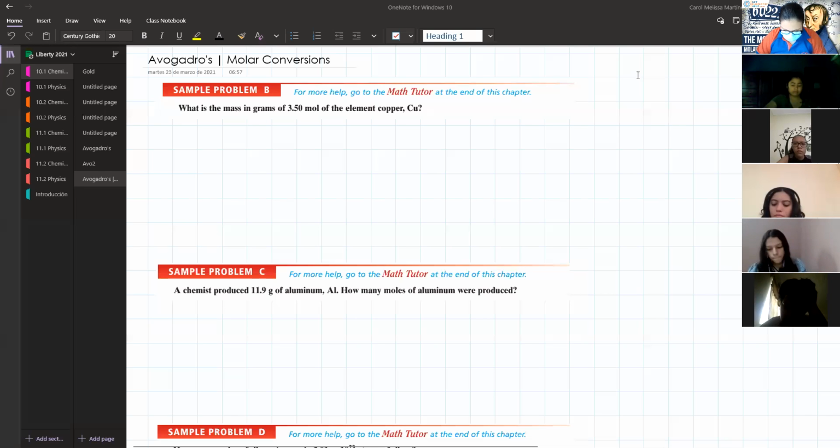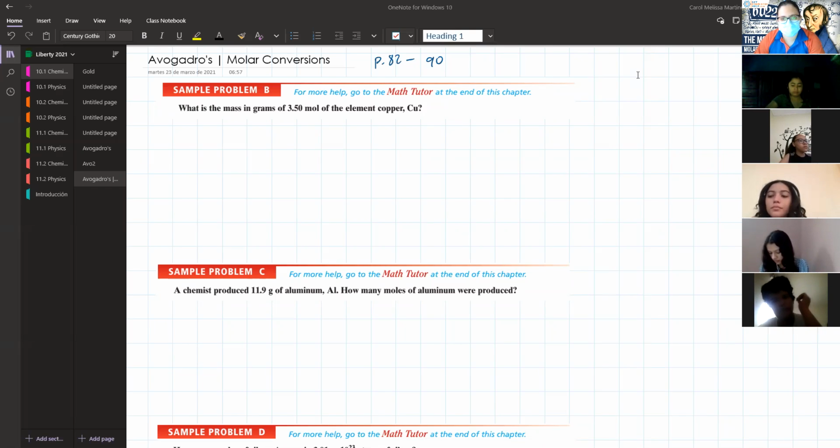And the first exercise, these sample problems, you can find them in your textbook, okay, from page 82 and 90, I think. So those are the pages that we're going to be working today.